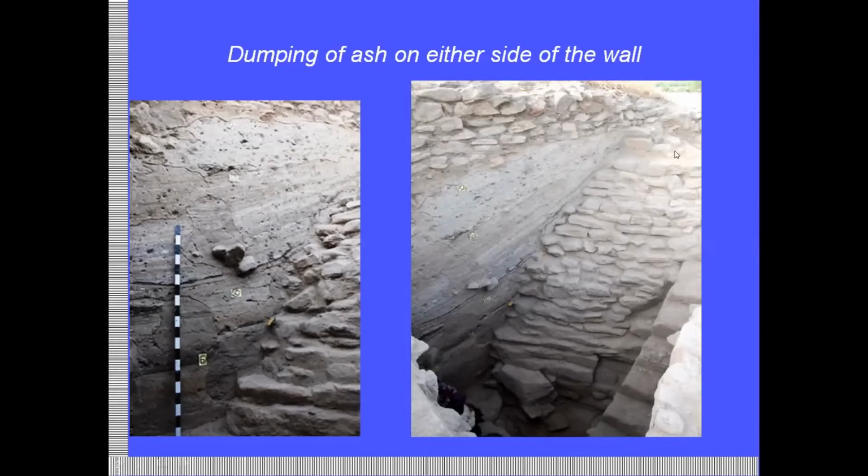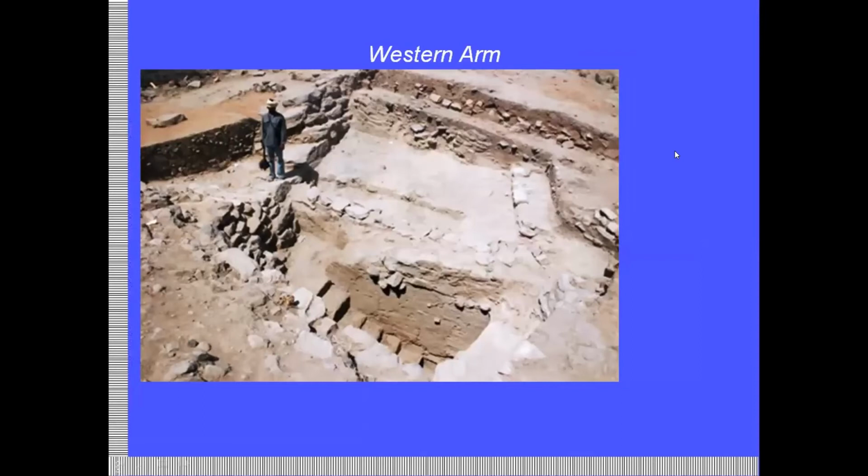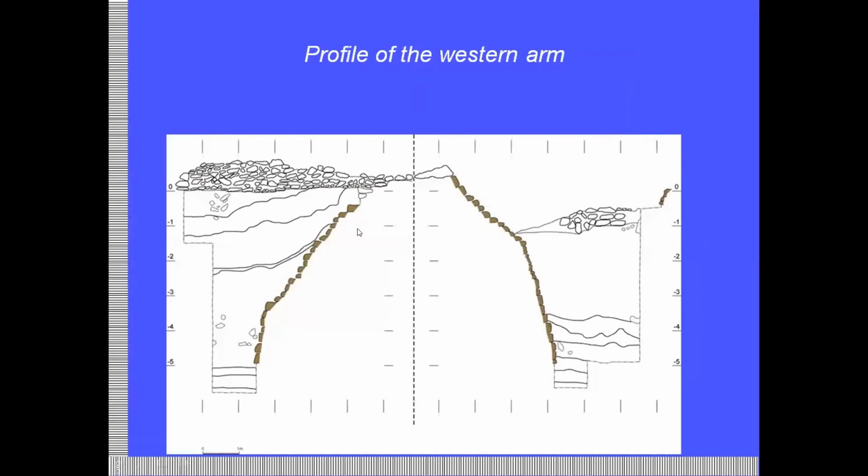Well, then we go further. This is the western arm on the inner side where a lot of craft activity may have been happening. It's all ashy. This is the inner face of the wall. KP is standing right on the wall here. This is the profile of that western arm, with the outer face and the inner face of the wall.